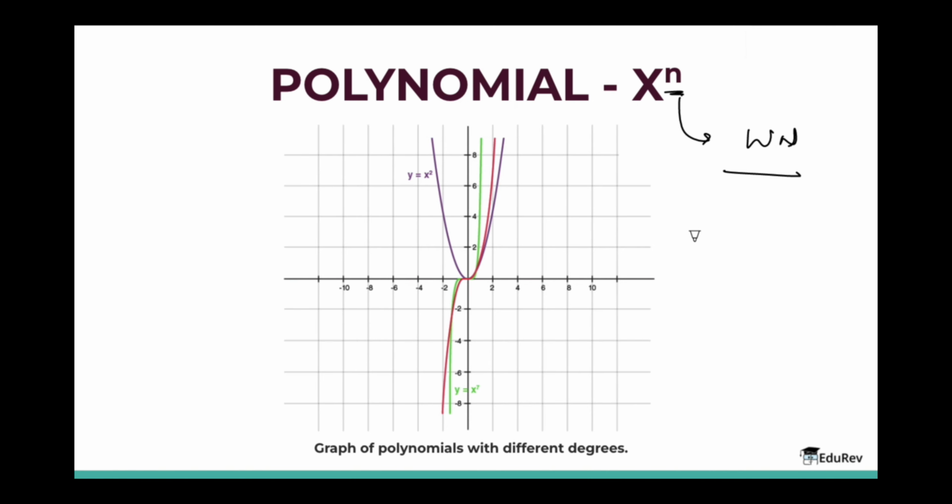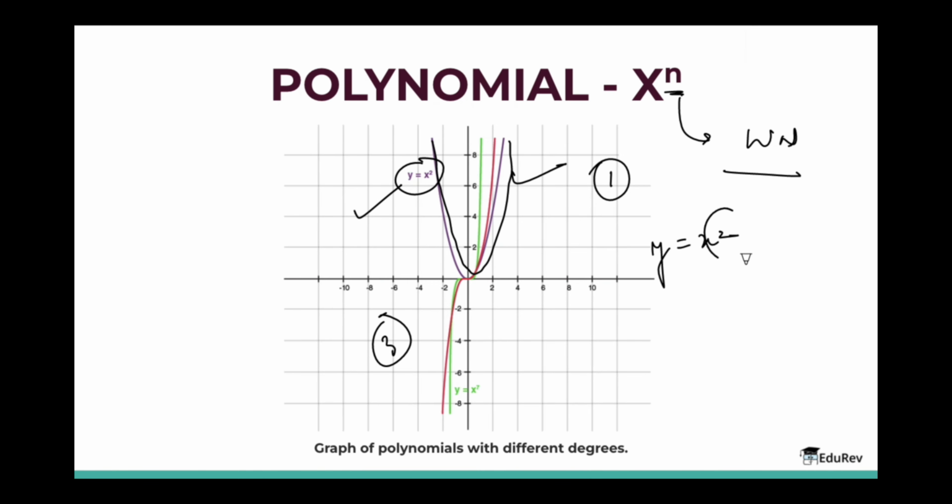So what exactly is the meaning of this? They are saying that if n is even, then the graph is going to lie in the first and second quadrants like this curve, that is y equals x square. Whereas the graph is going to lie in the first and third quadrants if n is an odd number. If n is any odd number, suppose 3, and it is y equals x to the power 3, then the curve is going to be represented by quadrants 1 and 3.